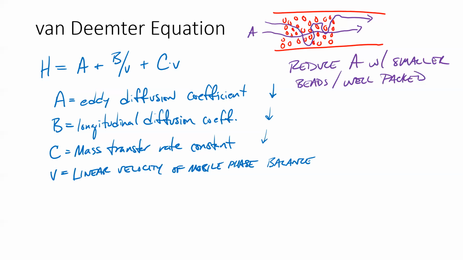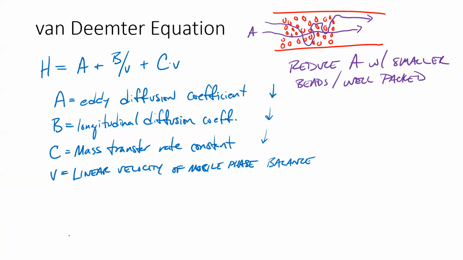But we can reduce that by having a smaller number of beads and those beads being very well packed. Imagine if instead of staggered, those Plinko pegs were all in straight lines. Your Plinko disc would go straight down. That's really what we want.